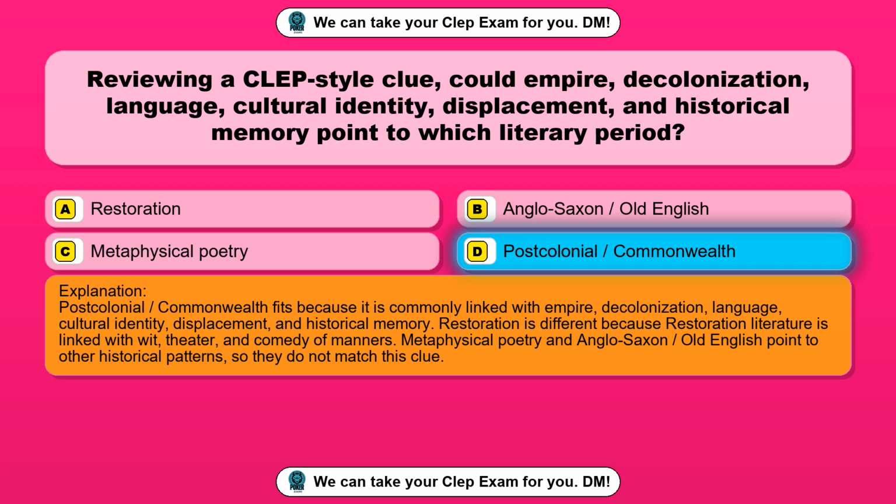Post-colonial/Commonwealth fits because it is commonly linked with empire, decolonization, language, cultural identity, displacement, and historical memory. Restoration is different because restoration literature is linked with wit, theater, and comedy of manners. Metaphysical poetry and Anglo-Saxon/Old English point to other historical patterns, so they do not match this clue.